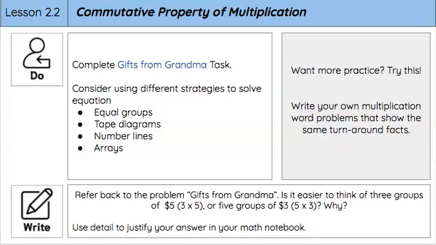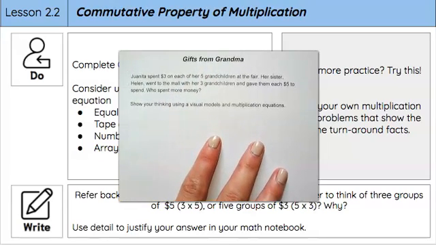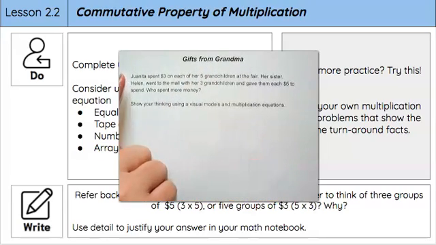Today you're going to investigate if the order in which the numbers are multiplied matters. Here's our task today, Gifts from Grandma. Let's read it. Wanting to spend $3 on each of her 5 grandchildren at the fair, her sister Helen went to the mall with her 3 grandchildren and gave them each $5 to spend.